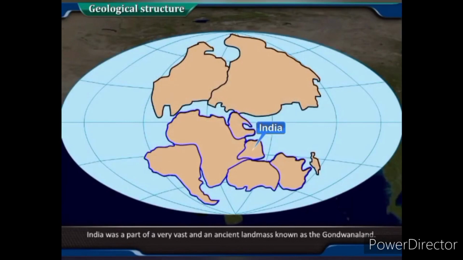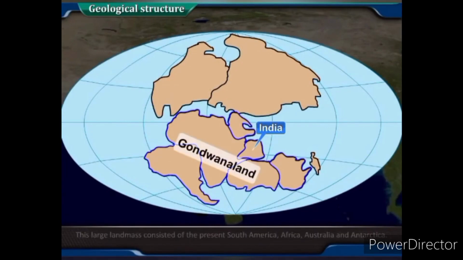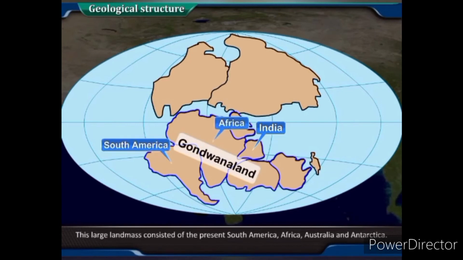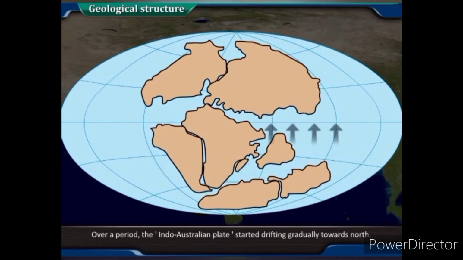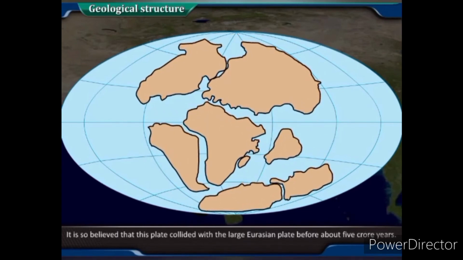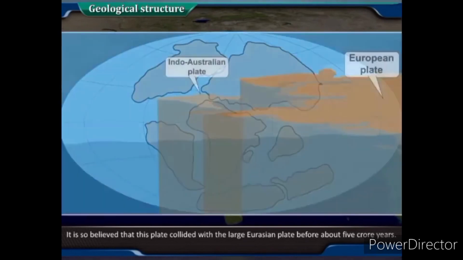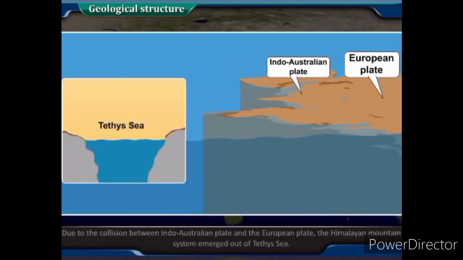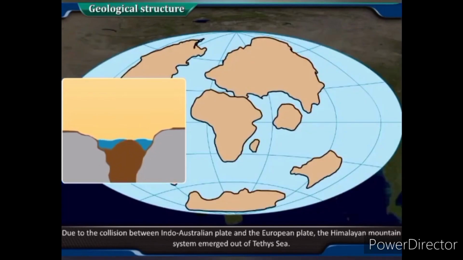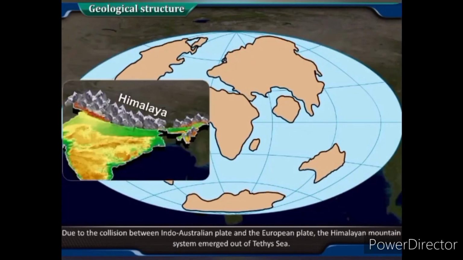India was part of a very vast and ancient landmass known as Gondwanaland. This large landmass consisted of the present South America, Africa, Australia, and Antarctica. Over a period, the Indo-Australian plate started drifting gradually towards the north. It is believed that this plate collided with the large European plate about 5 crore years ago. Due to the collision between the Indo-Australian plate and the European plate, the Himalayan mountain system emerged out of the Tethys Sea.